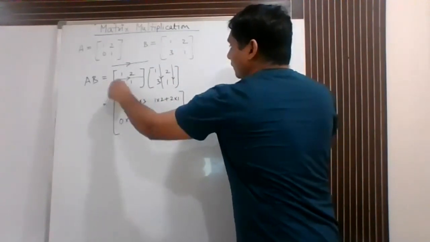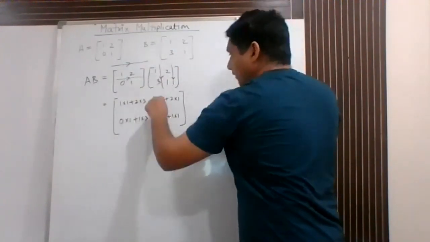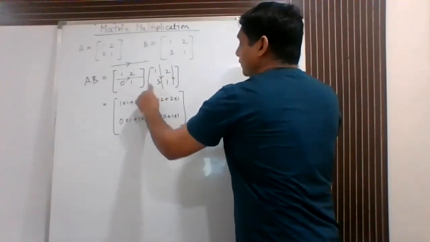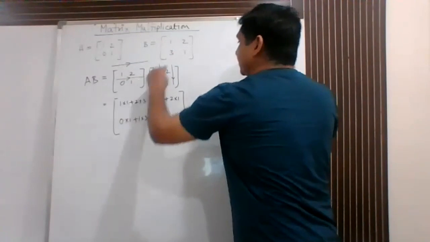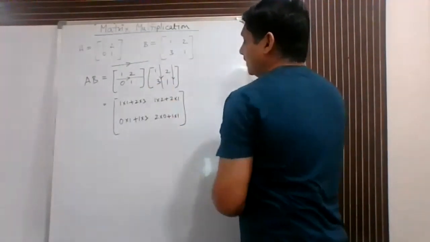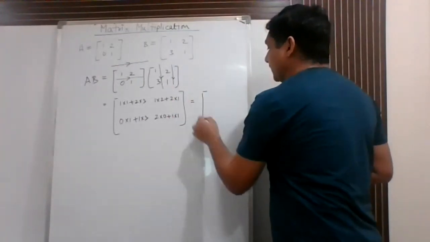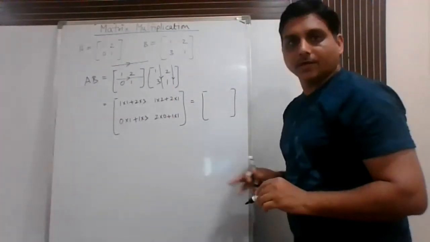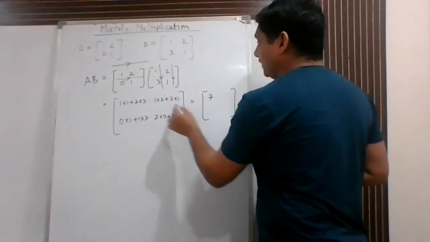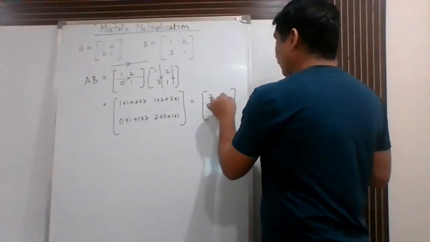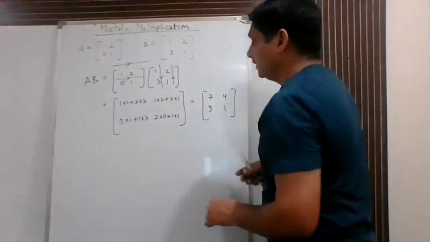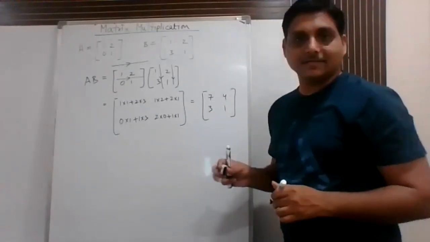After that, move to the second row and operate with this. So 0 into 1, then 1 into 3. After that, fix this and move to the next one. So 0 into 2 plus 1 into 1. Now after that, you will just do the simple calculation and write the final answer. So after calculations, your answer will be 7, 4, 3, 1. This is what you will get as the final answer.